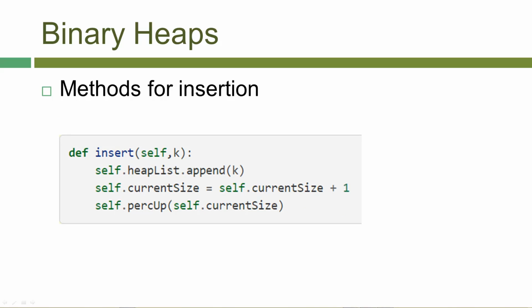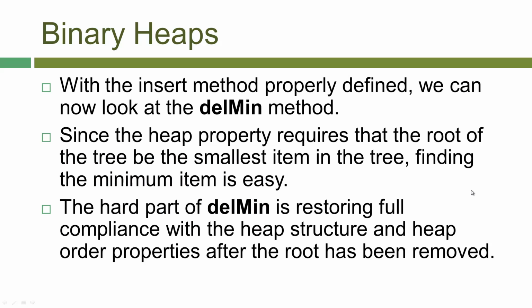And then we are ready to write the insert method. So most of the work in the insert method is actually really done by that perc up method we just saw. Once a new item is appended to the tree, perc up takes over and positions the new item properly. So you can see here in the insert, we just append k, say the current size plus 1, and then we call that perc up function or method to help us out and do the heavy lifting of the actual inserting that's going on.